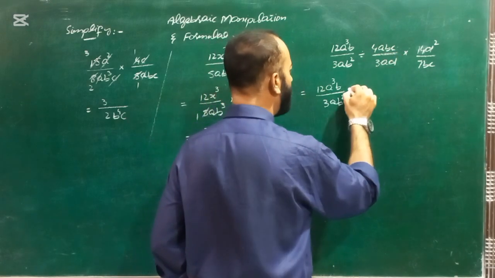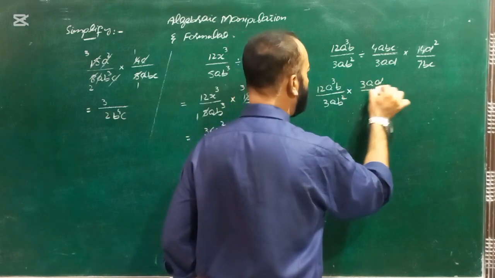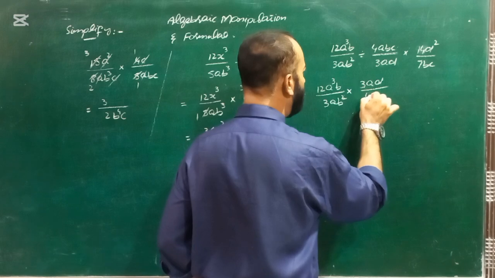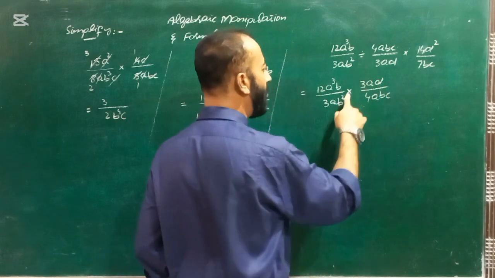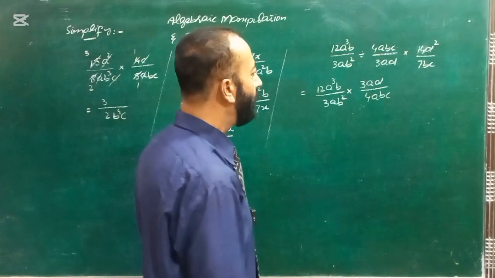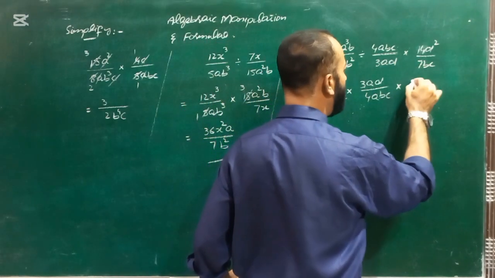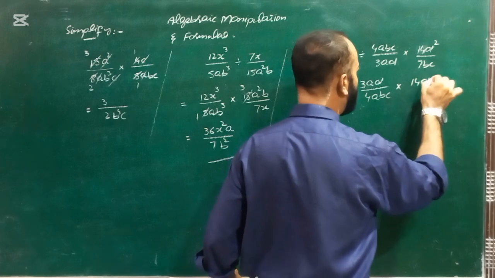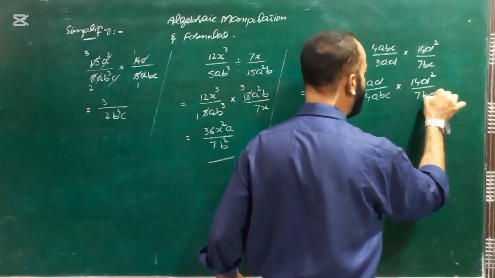So the denominator will become numerator and numerator will become denominator because we have converted the division sign into multiplication. And this thing will be written as it is because it is having a multiply sign. So 14b square over 7bc.